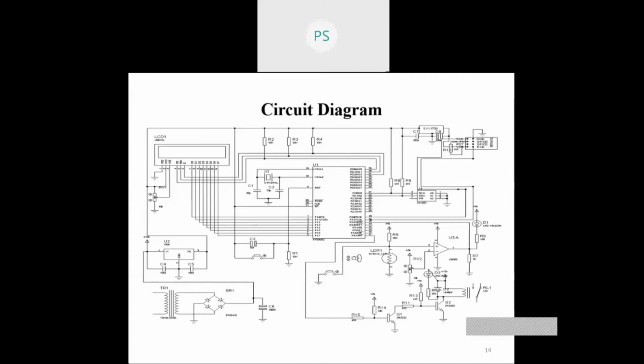And the Wi-Fi module we are using is the ESP8266, which has 8 pins. The transmit pin is connected to the receive pin of the microcontroller, and the receive pin is connected to the transmit pin of the microcontroller. The ground pin is grounded, and the VCC is connected to the 3.3 volt supply. As it operates only on a 3.3 volt supply, we have to use a voltage regulator with 3.3 volt output.